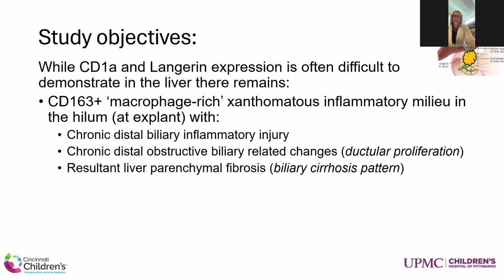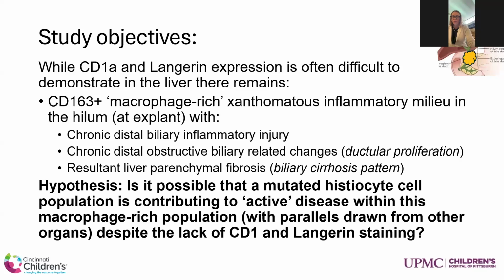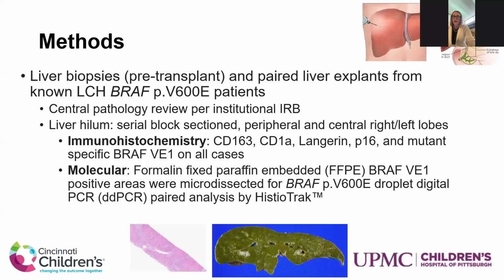So we looked at our cases, trying to understand this in more detail. And the question was, is there a mutated histiocytic population that's contributing to this active smoldering disease process despite the lack of the CD1A and Langerin? So in our files, we looked for cases with both pre-transplant biopsies paired with the liver explants from LCH patients, particularly looking at the BRAF V600E mutant patients.